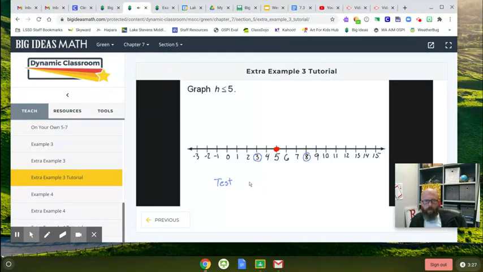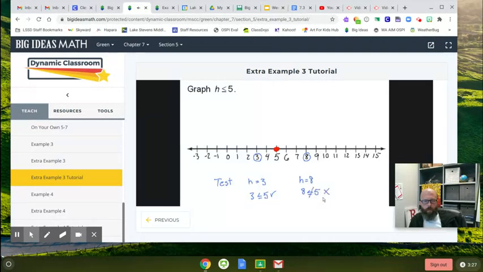First, let's substitute h equals 3 into the inequality. 3 is less than or equal to 5. This inequality is true, so h equals 3 is a solution of the inequality. Now let's substitute h equals 8. 8 is not less than or equal to 5, so this inequality is not true. This means that h equals 8 is not a solution of the inequality.